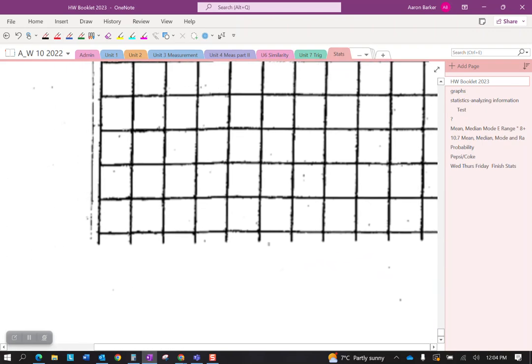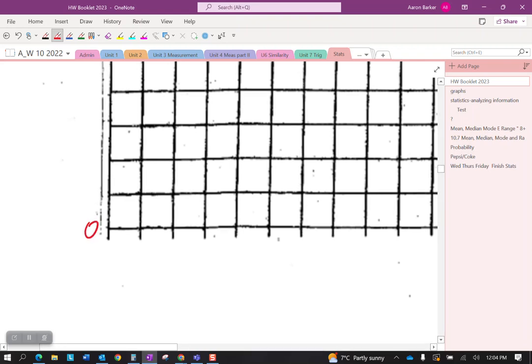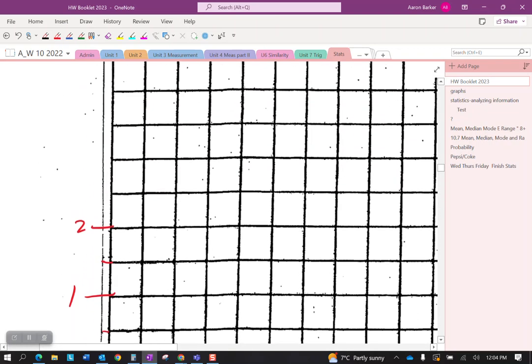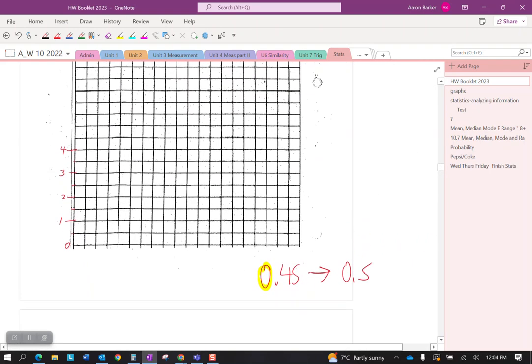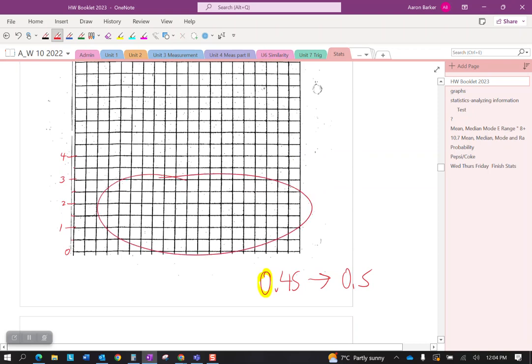That means if this is 0, this would be 0.5, this would be 1, 1.5, 2, 2.5, 3, 3.5, 4. That way your graph isn't just taking up the bottom portion of your grid, but it's using the entire grid. Okay, so for the pizza, you should all be using at least 0.5.